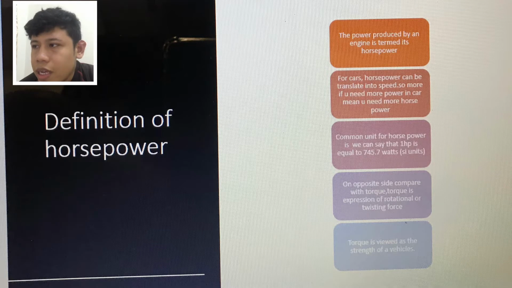On the opposite side, compared with horsepower, torque is an expression of rotational or twisting force. And lastly, torque is viewed as the strength of a vehicle.